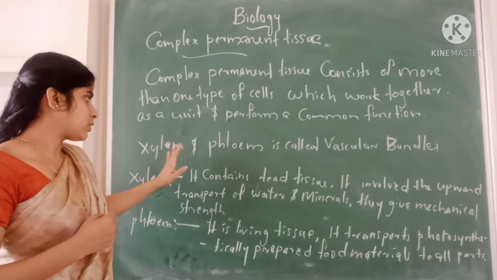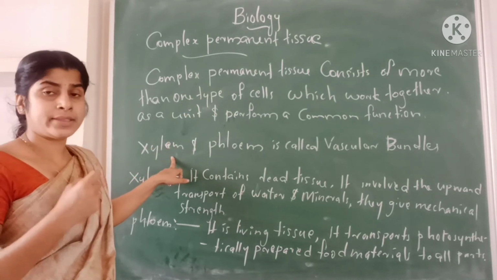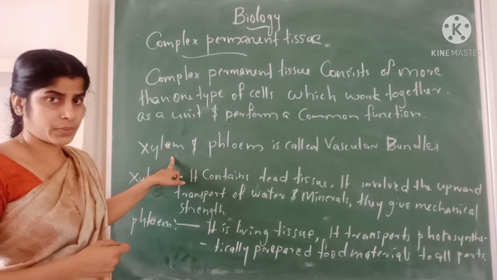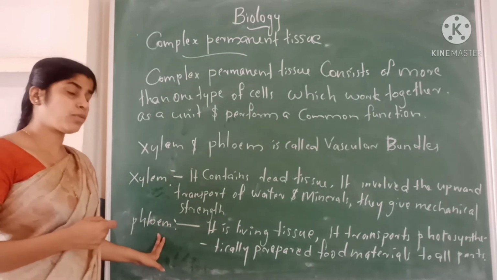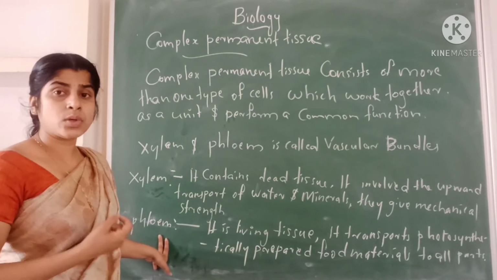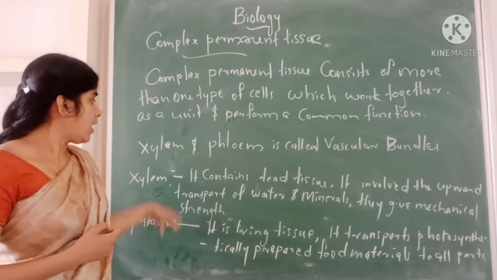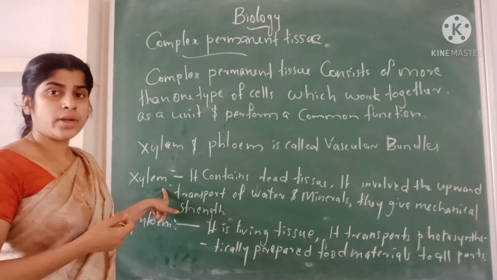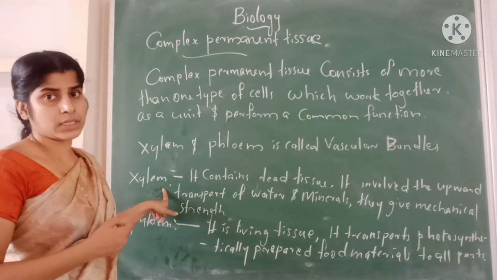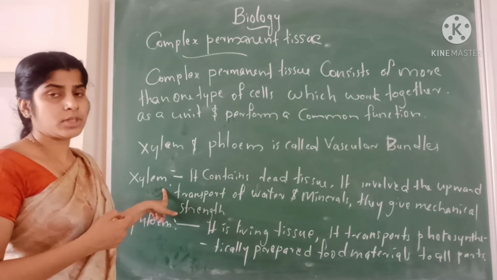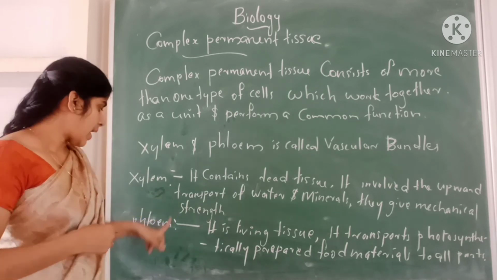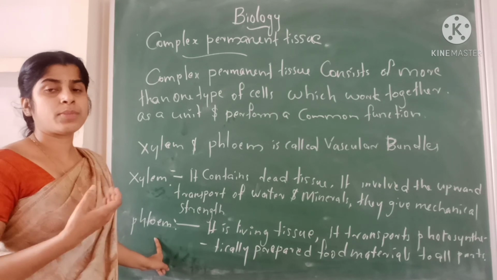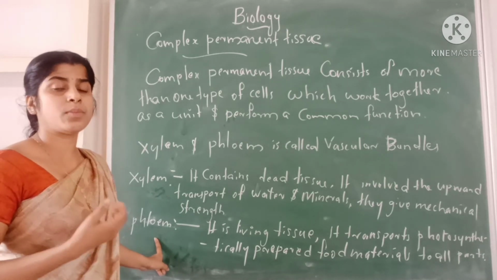So the xylem is dead tissue and a conducting tissue. The phloem is living tissue and is also a conducting tissue. Xylem transports water and minerals to the different parts of the plant body, and phloem conducts food materials from different parts to other parts of the plant body.